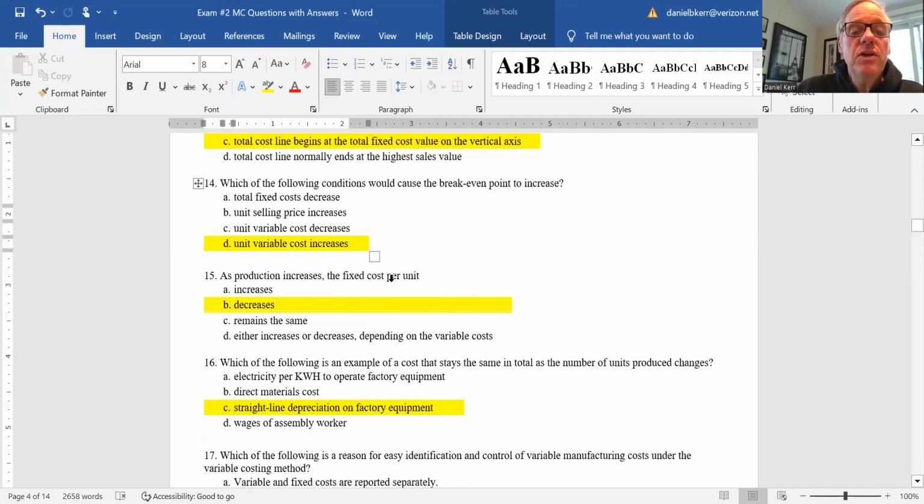15, as production increases, the fixed cost per unit remains the same. Oh, I'm sorry, as production increases, fixed cost remains the same, but the fixed cost per unit actually goes down. This is divided amongst more units. So the answer there is B.